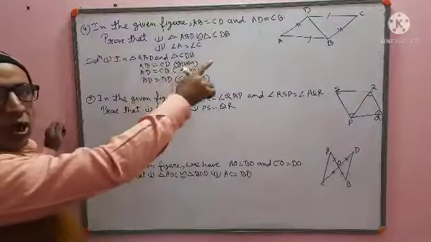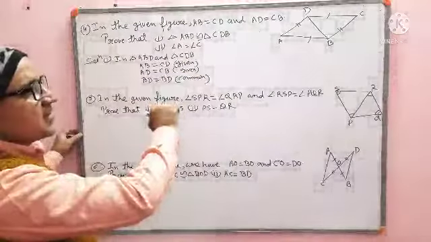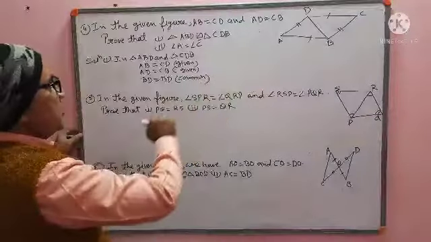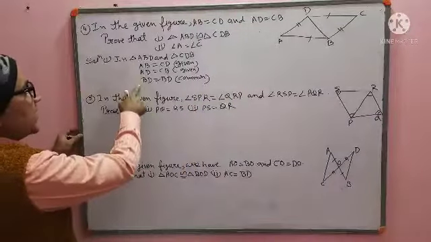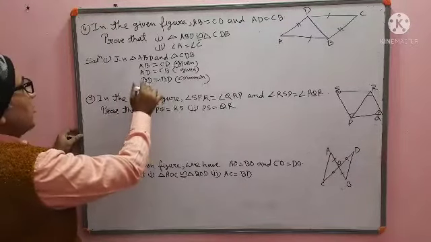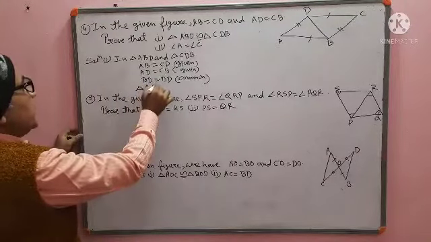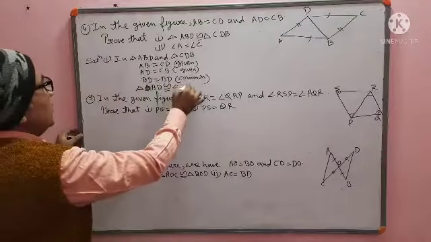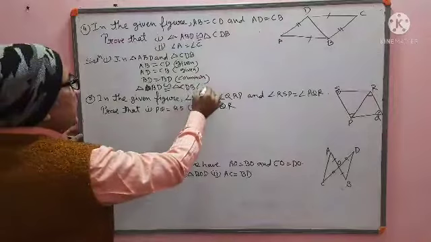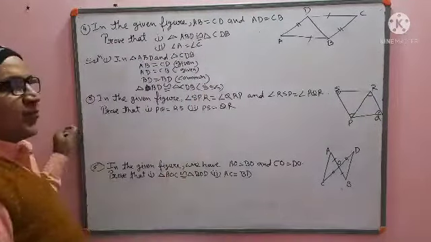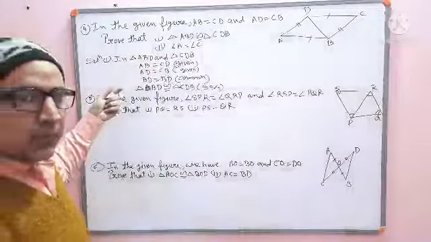Because this side is common in both the triangles, you can see easily. BD is the line segment of both the triangles. So, all the sides are equal, so you can say that triangle ABD is congruent to triangle CDB. Criteria is side, side, side. So first part is done.